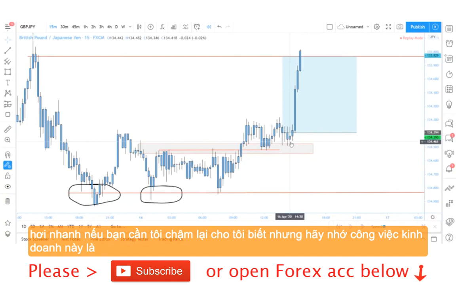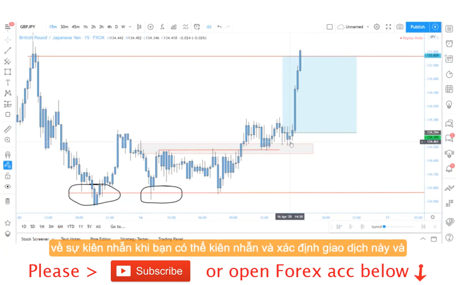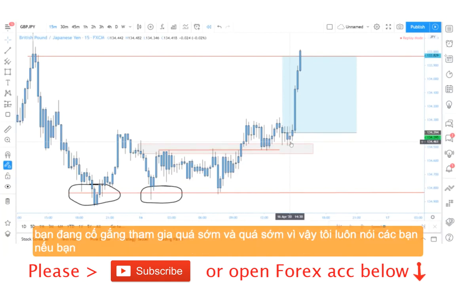But remember, this business is about being patient. Once you can be patient and identify those trading opportunities, those momentum shifts and those behavioral changes, then that's when you're going to start to become consistent and profitable, not when you're trying to jump in too soon and too early.